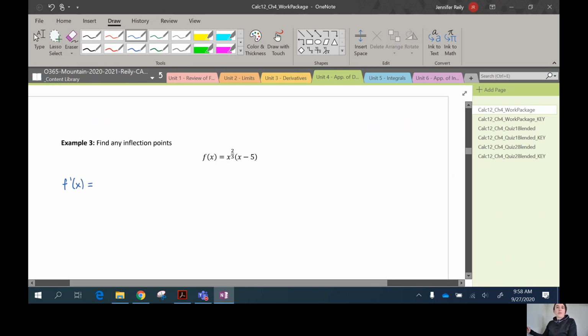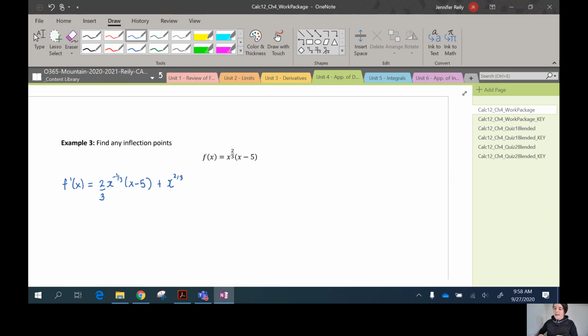So this is a product, so we're going to use the product rule when we find the derivative. So we'll do the derivative of the x to the power of 2/3 first. So 2/3 would come down and we'd have x to the power of negative 1/3 times x minus 5. And the derivative of x minus 5 is just 1, so we just have plus x to the 2/3.